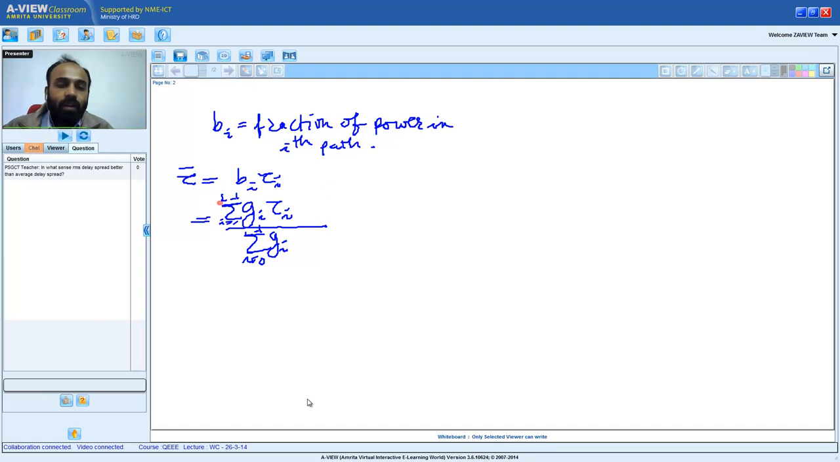Okay, so basically this is the delay tau_i, which we are weighing by the fraction of the power, and that's why we said it's a more reliable metric, because you are weighing the delay by the fraction of the power. So this is the delay, and this is the weight, which is the power fraction.